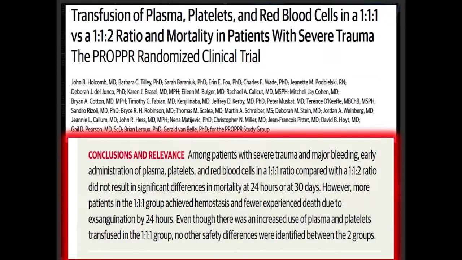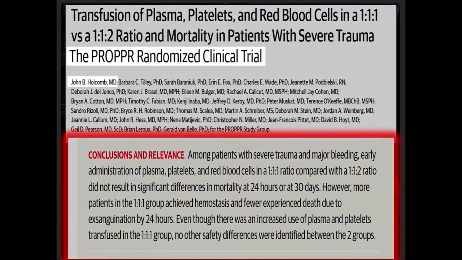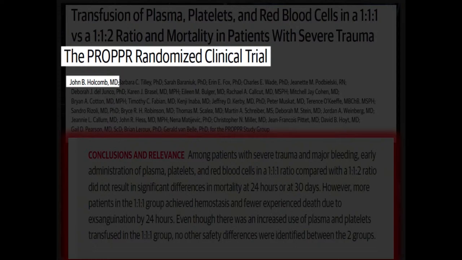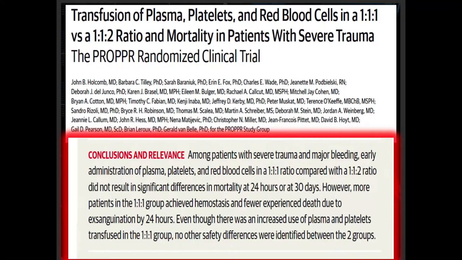One of the studies that I want to point out that really focused on component therapy and the benefits was done by lead researcher John Holcomb down in the Houston area. And it was really comparing 1:1:1 versus 1:1:2 ratio. And as you can see, the conclusion, really, the benefit was shown in the first 24 hours, but there was no increased survivability at 30 days. But when you compared 1:1:1 versus 1:1:2, again, we're talking about packed red blood cells, platelets, plasma, cryo, etc. There was a benefit in that first 24 hours.